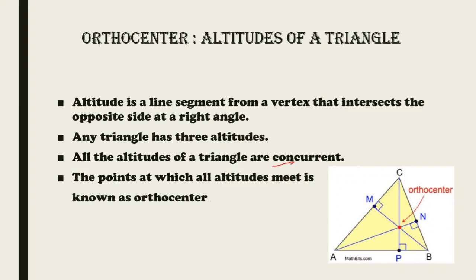Concurrent means the point through which more than two lines are passing. That's a concurrent point, and this concurrent point is nothing but the orthocenter. So the point at which all the altitudes meet is known as the orthocenter.